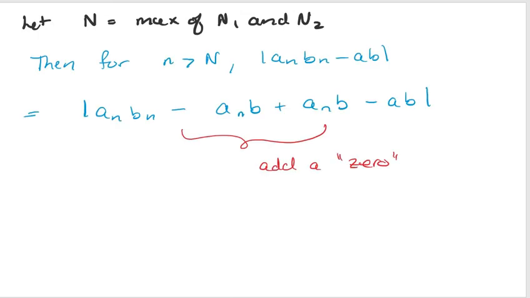All right, here's the trick. Here's my inequality. I want to show that this is less than epsilon. The problem is I can't do anything with it. It's like the a_n and b_n are stuck together and the a and the b are stuck together. There's no way to factor it. So I'm going to do what's called adding a zero.